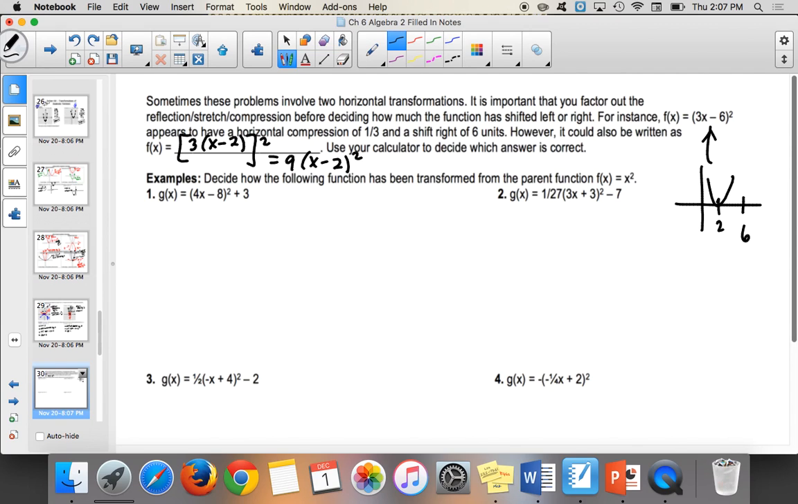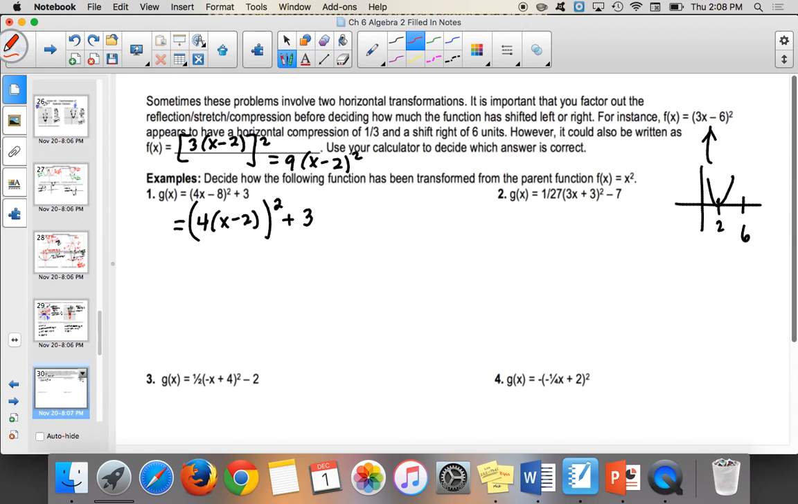So it says decide how the following function has been transformed from the parent function. So we can't say that it went right 8. A lot of people mess this up on tests, on the final and so on. It doesn't move right 8, right? We need to think about where it goes. We would need to figure out what happens. So we have the 4 that we pull out, and we have an (x minus 2). All of that is squared plus 3. So I pulled out that GCF. So we did that because there were 2 transformations inside.